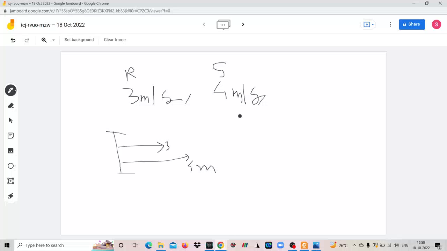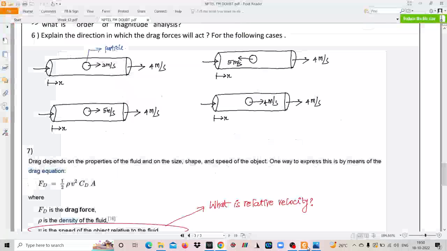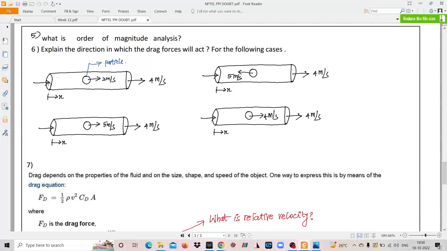So directly now you can see that the velocity of the object with respect to that of the fluid will be the velocity of the object, which is 3 meter per second, minus the velocity of the fluid, which is 4 meter per second, and they are both in the same direction. So 3 minus 4 is minus 1 meter per second. So it will appear as if it is moving along this direction. Is it clear?